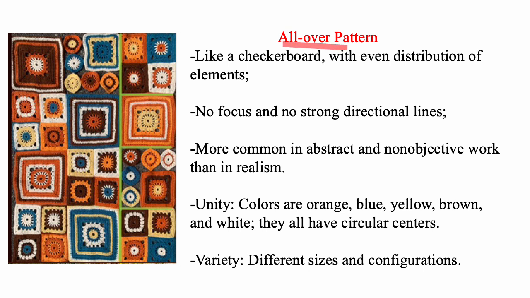You could try an all-over pattern, which is like a checkerboard with an even distribution of elements and without a focus. And since the attention is spread all over the canvas, there's no strong directional lines, so the eye just wanders over the image. This approach is more common in abstract work than in realism. But like anything, you need unity with variety. So in my crocheted blanket here, the unity is the colors. I limited the number of colors, and they all have circular centers. But there's a variety in the sizes and the configurations.